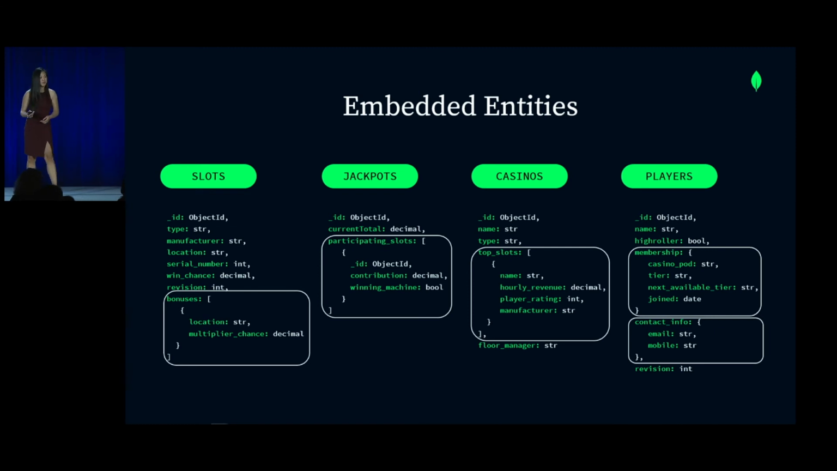We decided to embed the bonuses within the slots because if for whatever reason we needed to remove the slot, we also don't really care about the bonus that applies with it anyways. So we want to keep that integrity in case we want to delete that document. The similar use cases come with players and memberships, for example, or their contact information. This is data that is meant to be deleted together, and so in this case, we decided to embed those pieces of information in those entities. Similarly, in jackpots, we have added the participating slots. So this is capturing that use case where all of these slot machines funnel into that single jackpot. And we also have the casinos and the top slots we've decided to embed.